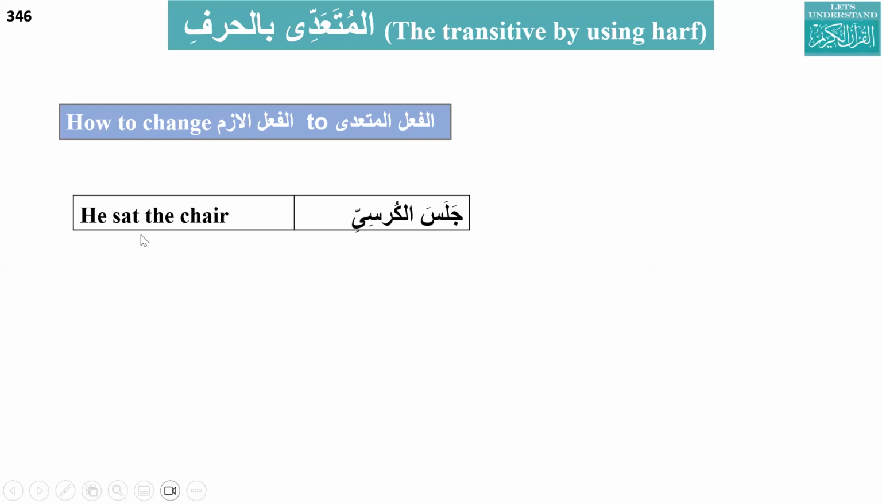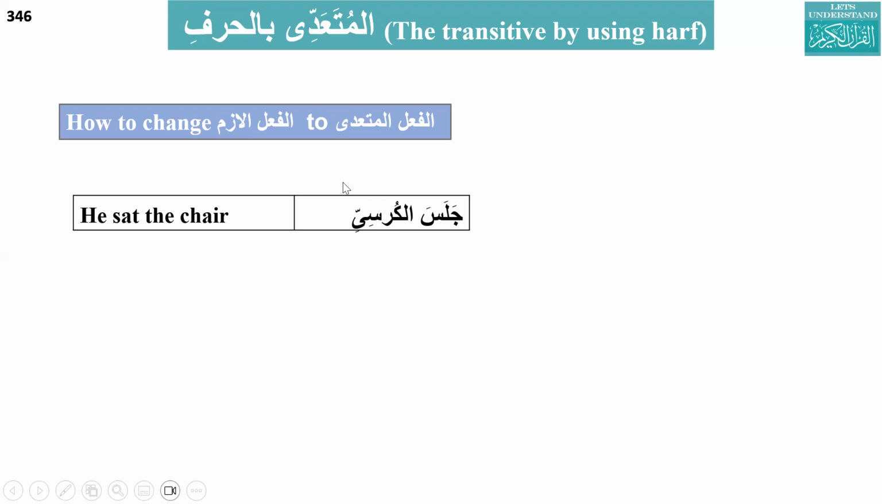So what is the mistake here? How will you correct this? He sat on. That on is basically a harf. And now you can understand al mutaaddi bil harf, how to change fi'l lazim to fi'l mutaaddi. Similarly, in Arabic, if you say jalasa al kursiyu, he sat the chair, it does not make any sense.